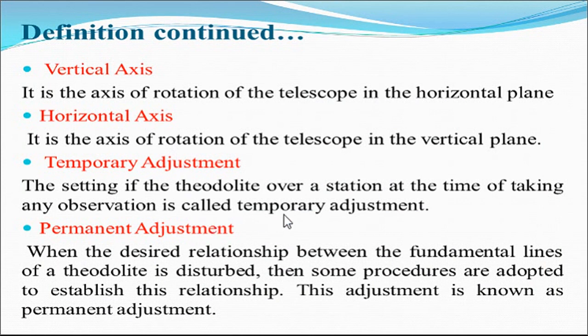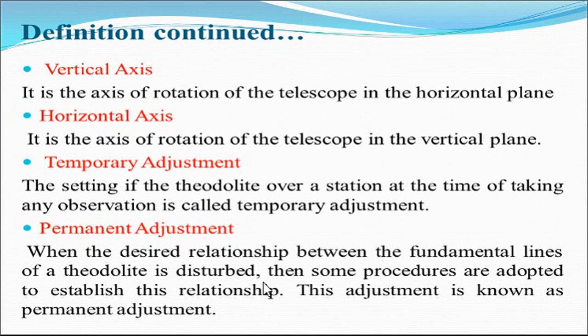Now, temporary adjustment. This is just like the dumbbell level we had seen. The first position is parallel to any two foot screws, and we operate these two foot screws. The second position is perpendicular, or 90 degrees, to the first position, and then we operate the last screw, and we check that the bubbles are in the middle of the tube. That is known as temporary adjustment.